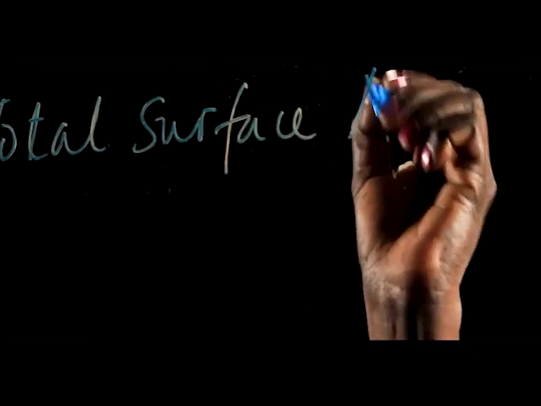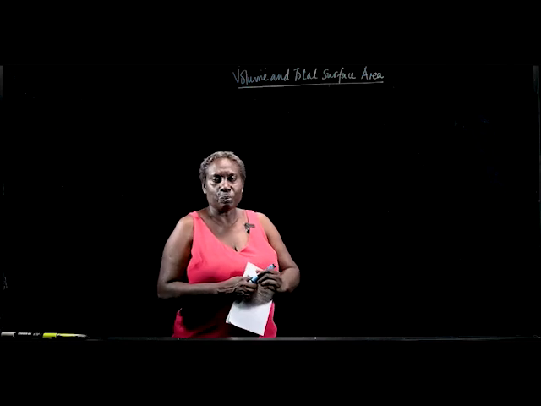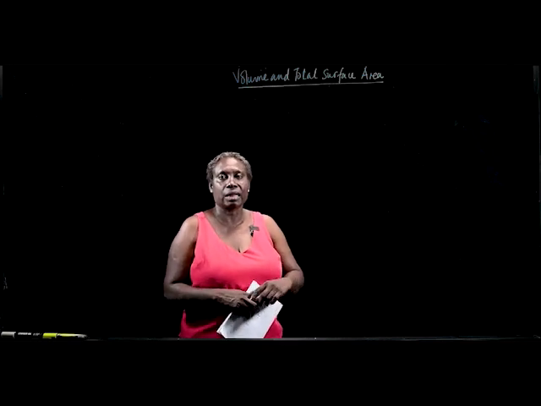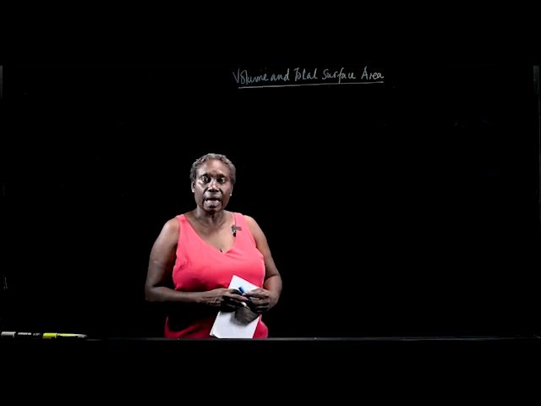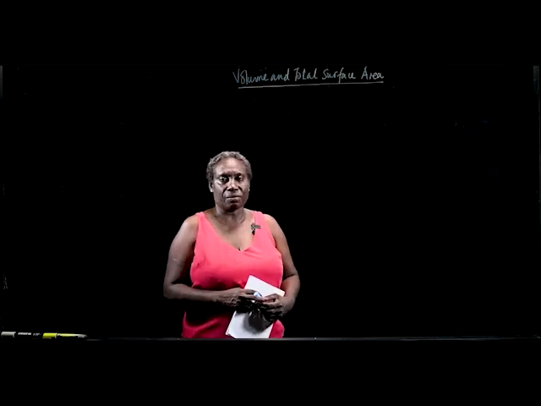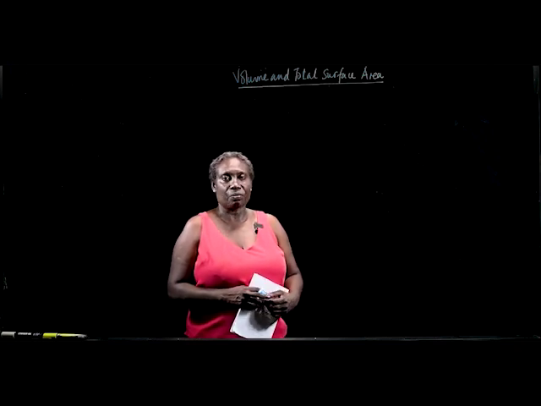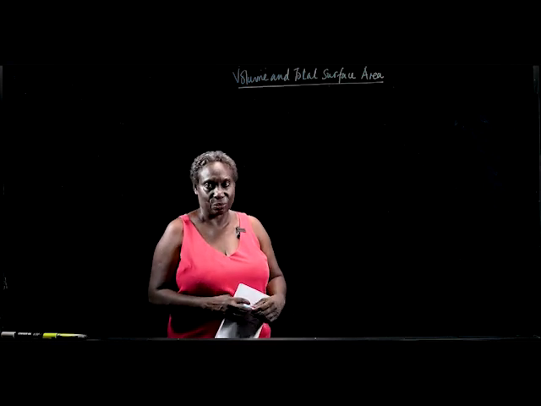Okay, in our last lesson, we looked at perimeters and areas. In this lesson, we are going to look at volume and total surface area of three-dimensional figures. Now, what is volume? Volume is the amount of space that a three-dimensional figure can occupy or can take up. And the total surface area is the sum of all the areas of the faces of a three-dimensional figure.